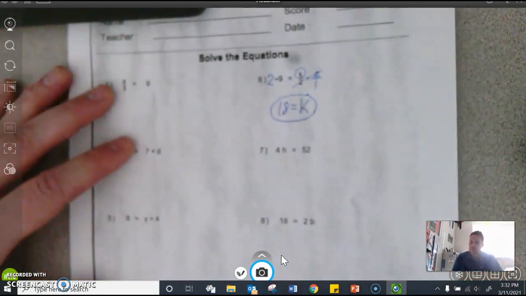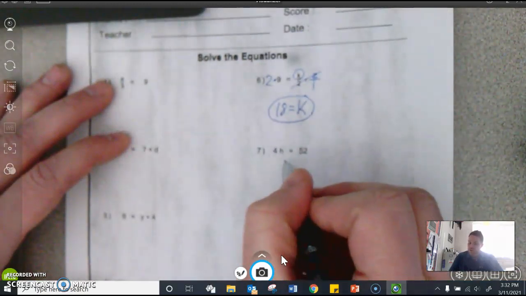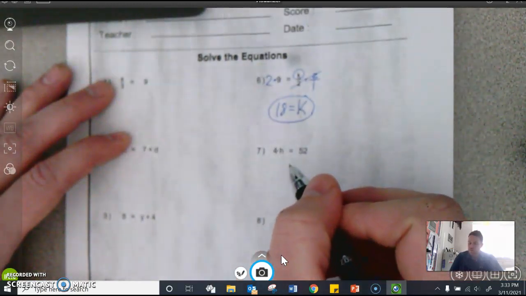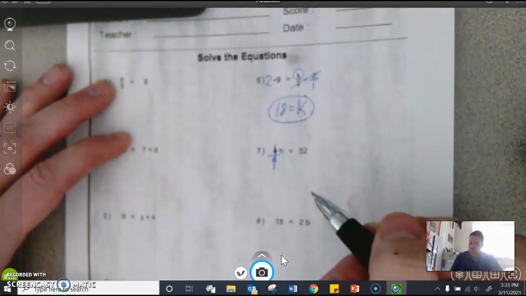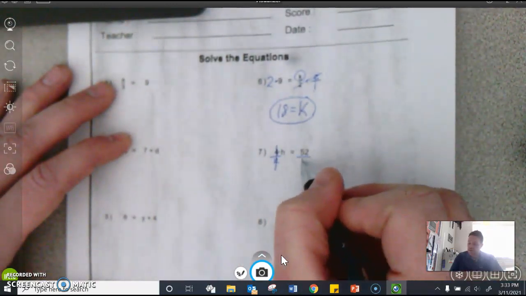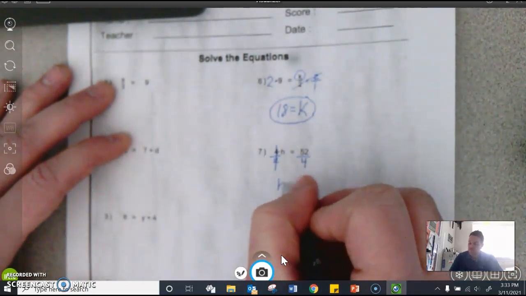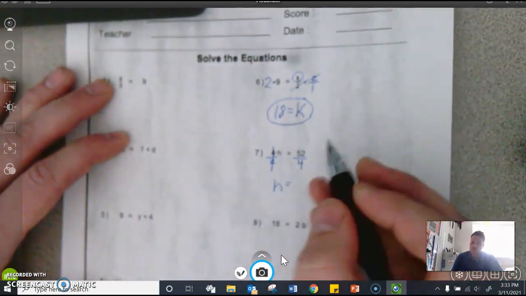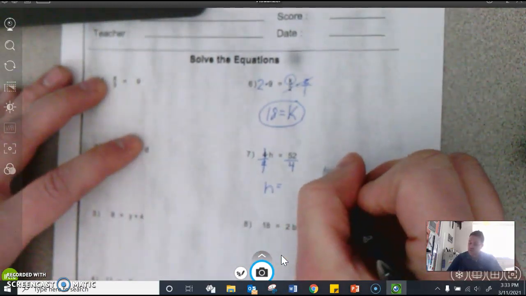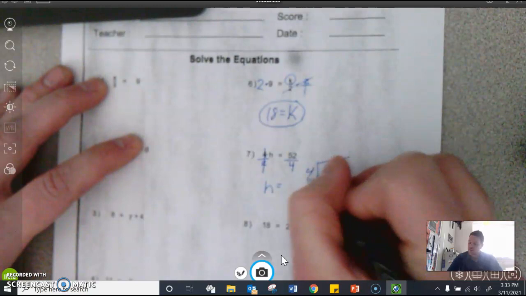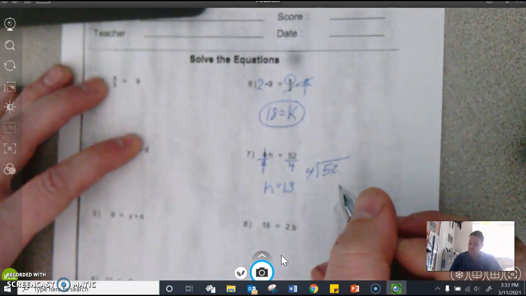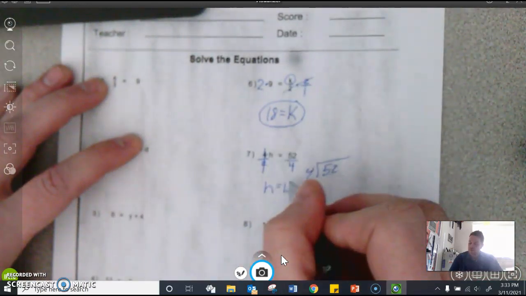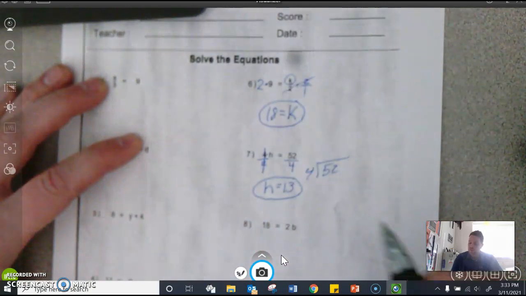Take a look at 7. 4h equals 52. Well, remember, 4h means 4 times h. So if we multiply a number by 4, to undo it, we'll divide by 4. Those two will cancel. Now I go next door, and I do the same thing, 52 divided by 4. Now you could use a multiplication chart. Some of you will be able to do this in your head. Some of you might go off to the side here and set up 52 divided by 4 and do it that way. We'll figure out that h equals 13. Sub in, does 4 times 13 equal 52? It does. So we're good.